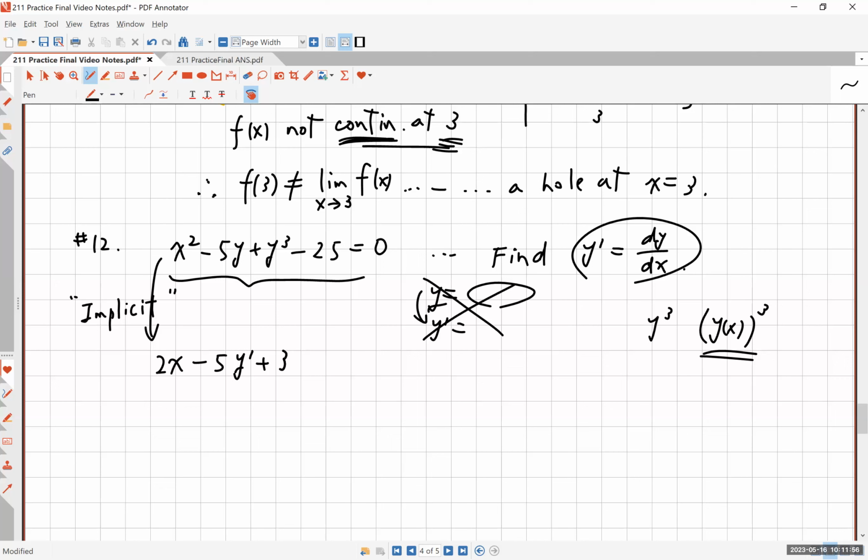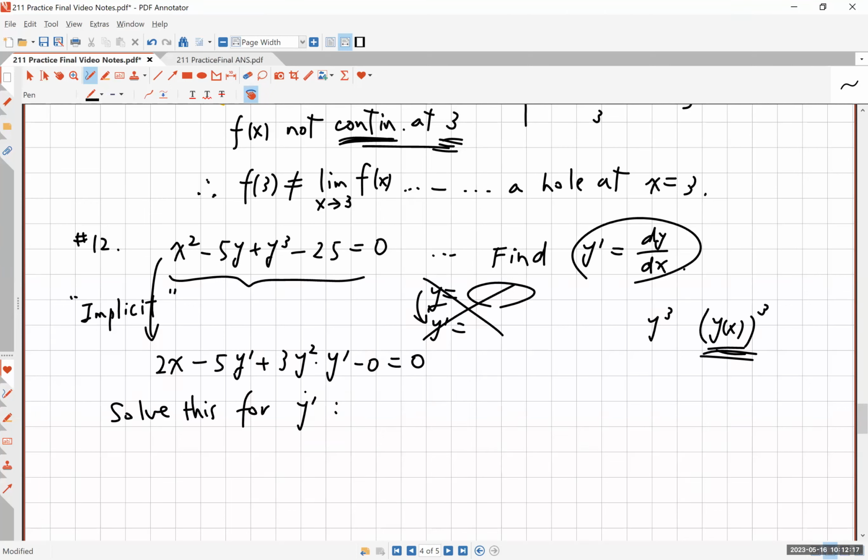So that becomes 3y squared times the derivative of the inside function, which is y prime. And of course, that is what we are after, right? Oh, 25 just becomes 0. And so that is what we have. And then now we just solve this for y prime.